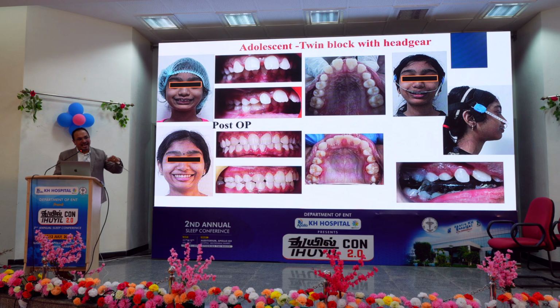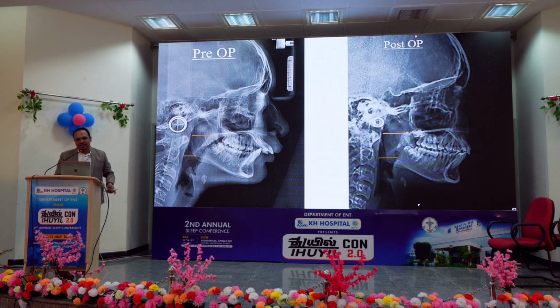Suppose the problem is in the maxillary axis as well as the mandible being set back, then we are looking at a twin block with a high pull headgear to bring the mandible forward as well as control the maxilla. So here are the results, pre and post-op, in the lateral ceph, the improvement in the airway dimensions. You can see the results.